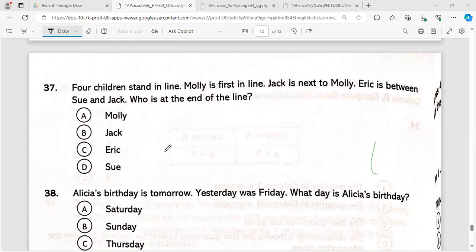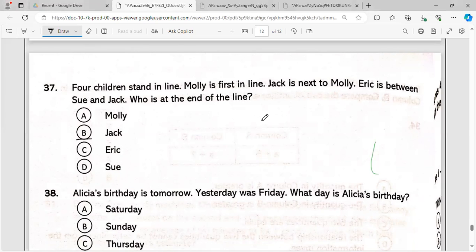Sir, I agree. Do we agree, guys? Sir, I do not agree. I agree, sir. Alright, Kayla, explain why. I don't agree. Eric is between Sue and Jack. So that means that Eric is either above Sue, because it says Jack is next to Molly. No, but it said between.